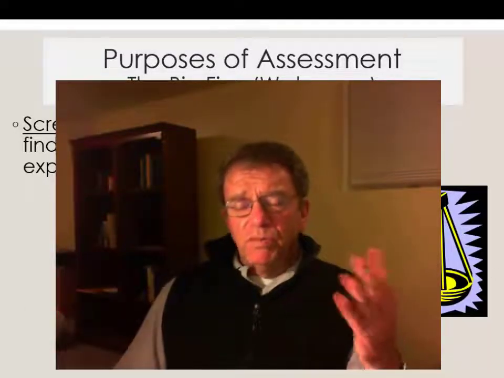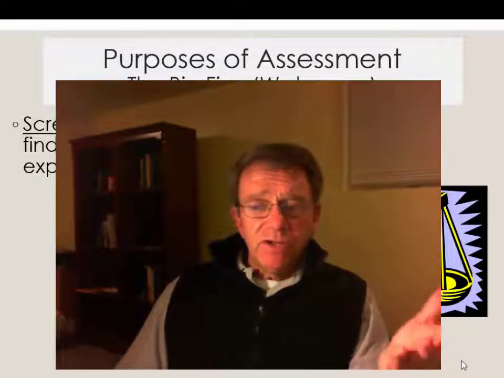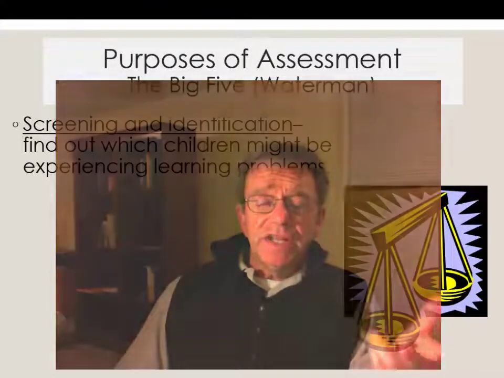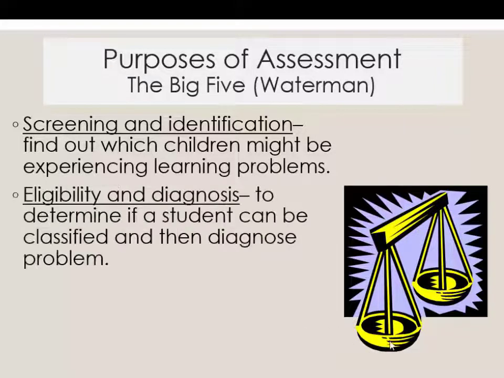A lot of people will bash large-scale standardized tests, but the norm reference kind are the kind we use for these reasons right here: screening and identification. Screening, like pre-kindergarten or preschool screening, you need norm reference tests to see if students are functioning where they're supposed to be. Eligibility and diagnosis: when we're assessing students to see if they have a disability, we need standardized tests that have been validated, that are reliable, and are norm reference, so we can tell if a student is where he's supposed to be or if he's falling behind.